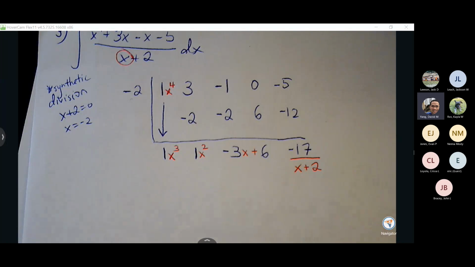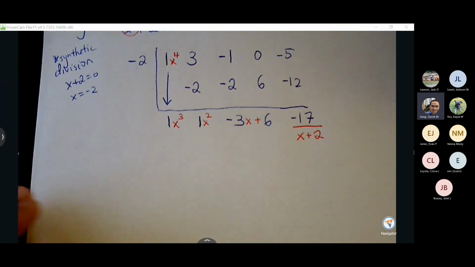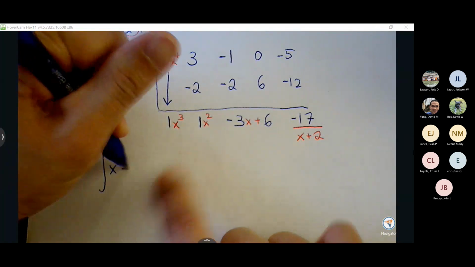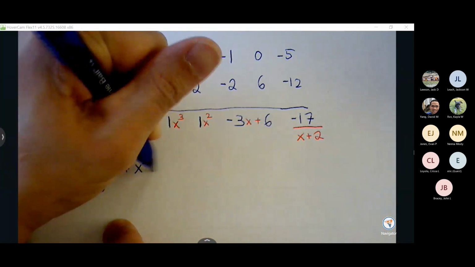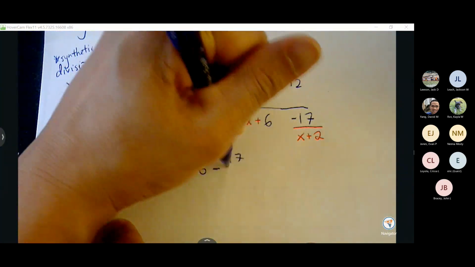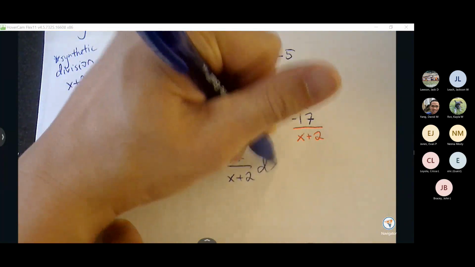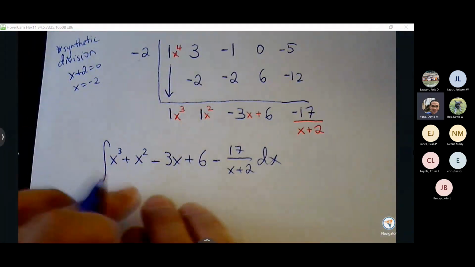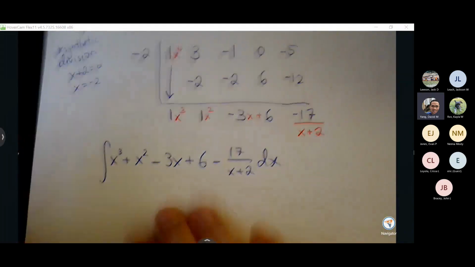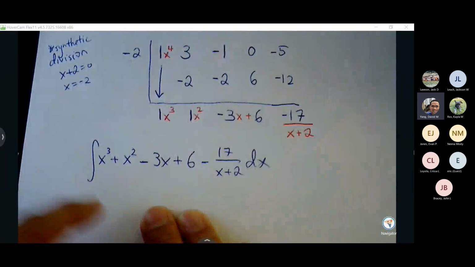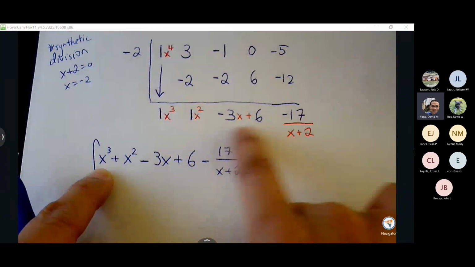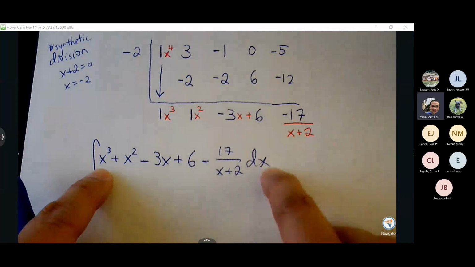All right, so we haven't solved the problem yet. We just created a different version of the problem, so we still have to take our antiderivative. So you see how all these terms are nicely separated. I can treat each like its individual problem, where before we couldn't do it, right? But now everything is its own term. So the first four terms are power rule, and for the last term, we do a little bit of u substitution.